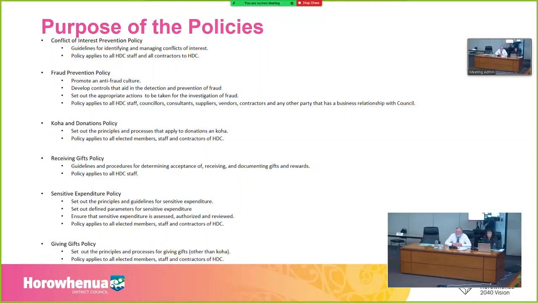And the new policy that we're bringing forward is the giving gifts policy. And once again, it's just setting out principles and processes for giving of gifts. Those are gifts other than koha, because koha is obviously under the koha donations policy. And once again, the policy applies to all elected members, staff and contractors of HDC.